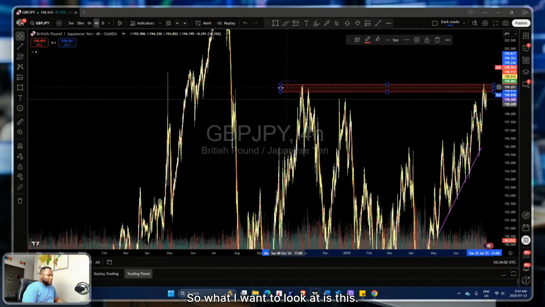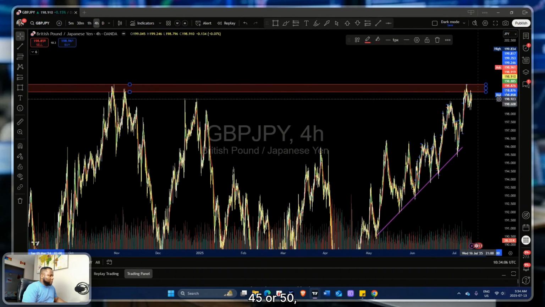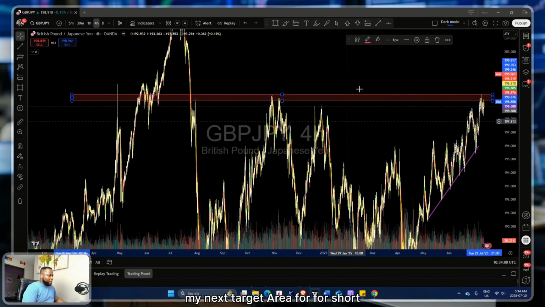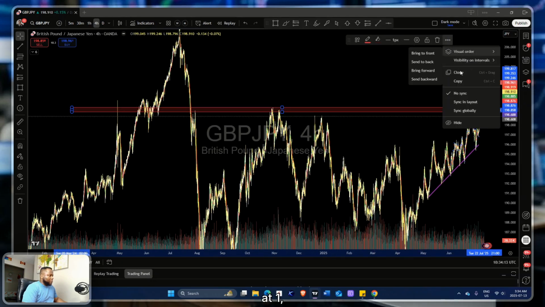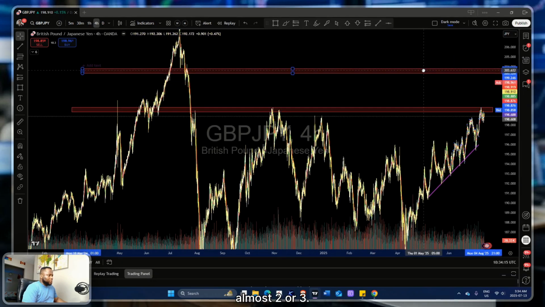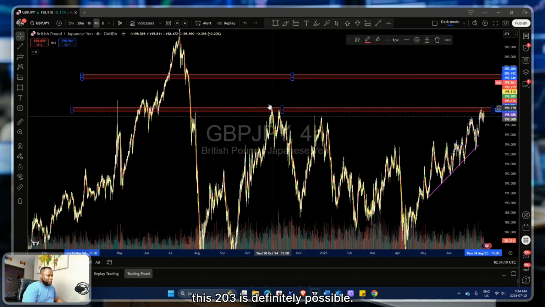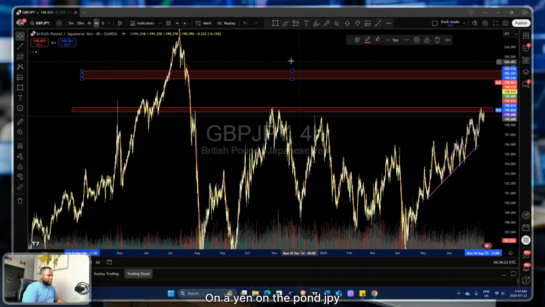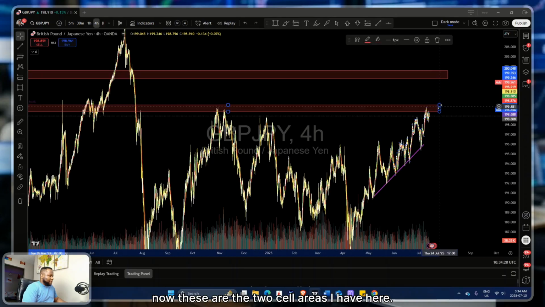So what I want to look at is this. If we can break above 199.45 or 50, my next target area for short will be here at almost 203. All right. If price is to break above this, 203 is definitely possible. Okay, on the yen, on the pound JPY. Now, these are the two sell areas I have here.